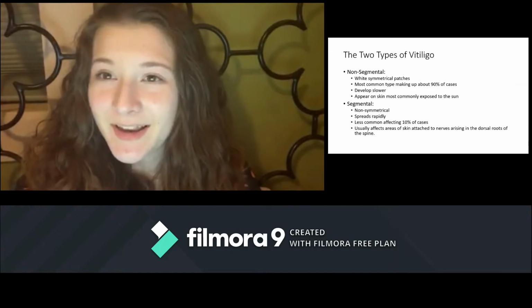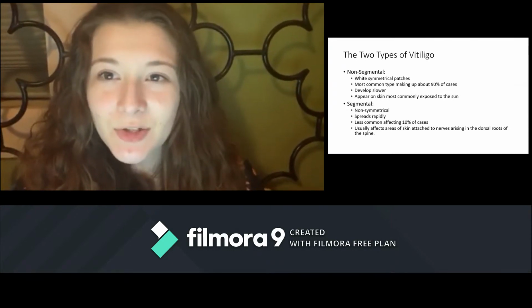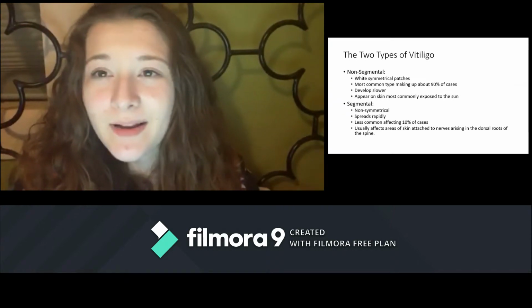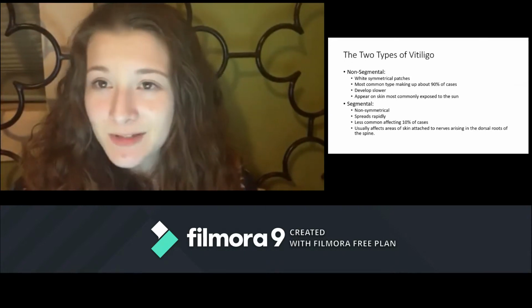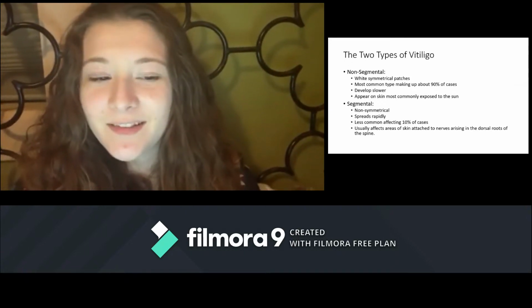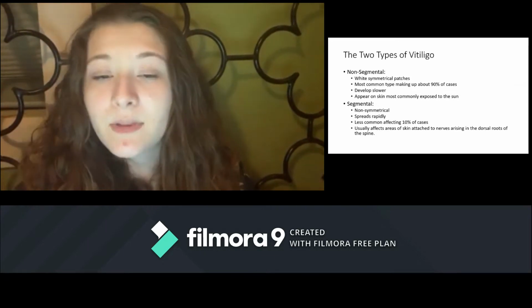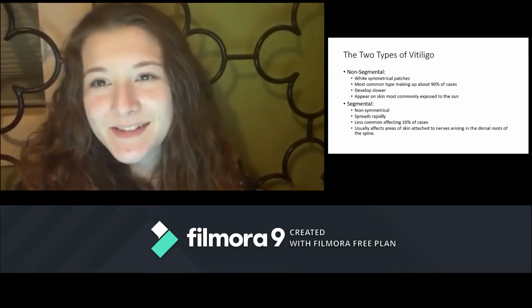There are two types of vitiligo. There's non-segmental and segmental. The non-segmental are white symmetrical patches. They're the most common type. They make up about 90% of our cases. They develop a lot slower. They appear on skin most commonly exposed to the sun.